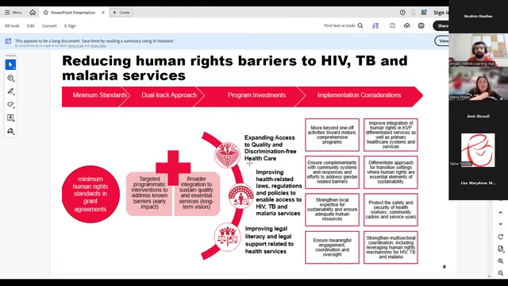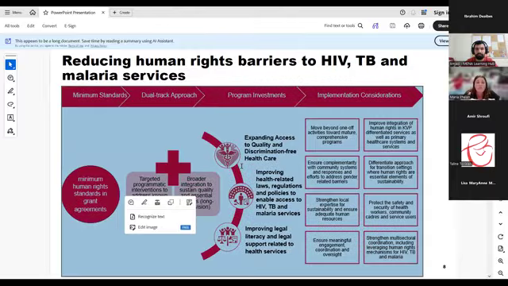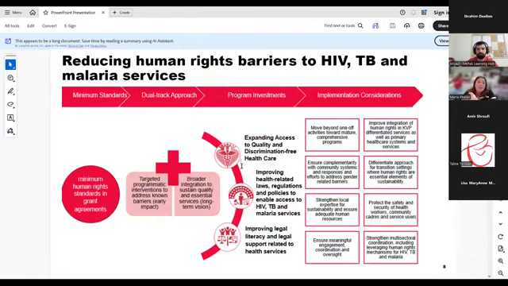So just a little moment on the reducing human rights barriers piece, because I think it's quite important in relation to KP programming. As you can see, there's a cascaded approach starting with the minimum human rights standards in grant agreements, and then a dual track approach. So targeted programmatic interventions to address known barriers, so those early impact interventions, and then broader integrated interventions that can sustain quality and essential services for a long-term vision, all of which are working towards expanding access to quality and discrimination-free healthcare, improving health-related laws, regulations, and policies to enable access to HIV, TB, and malaria services, and improving legal literacy and legal support to health services.